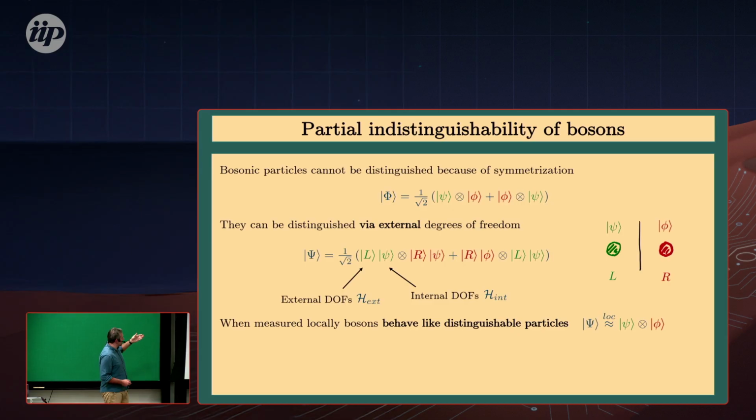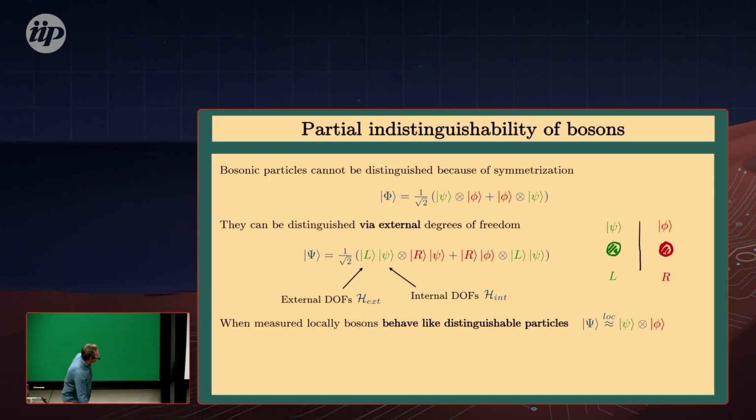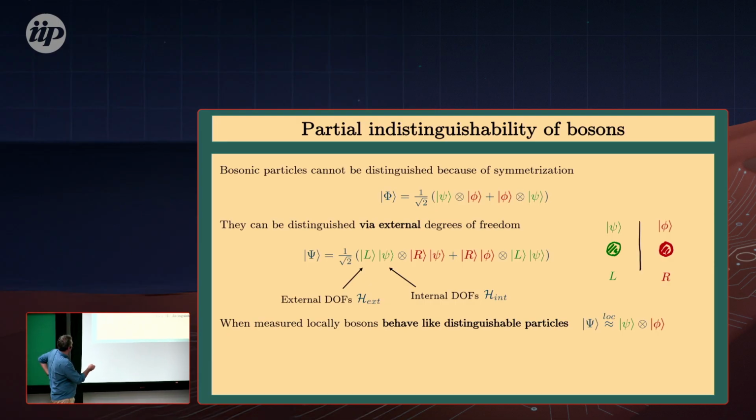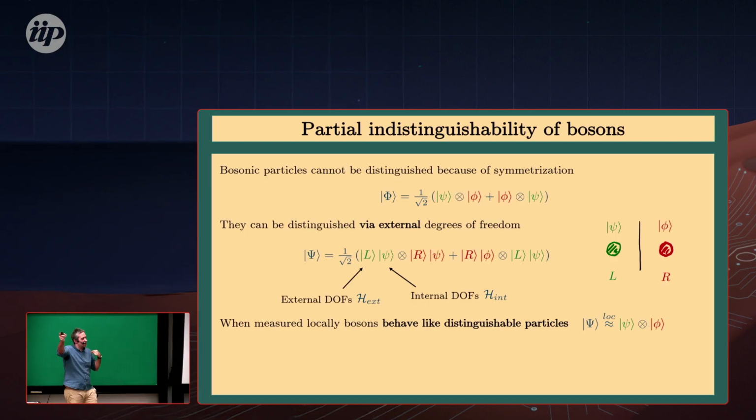But when bosons have external degrees of freedom, say position, you can distinguish them, because, let's say, this particle is in the left part of the screen, and this in the right part. Some degrees of freedom can be internal. When you measure such a state using detectors that are sensitive to which part of space you are in, the state behaves as if you had distinguishable particles, just a product of psi and phi. That's why when we have 2 electrons, one here and one at the moon, we can talk about them as distinguishable particles.